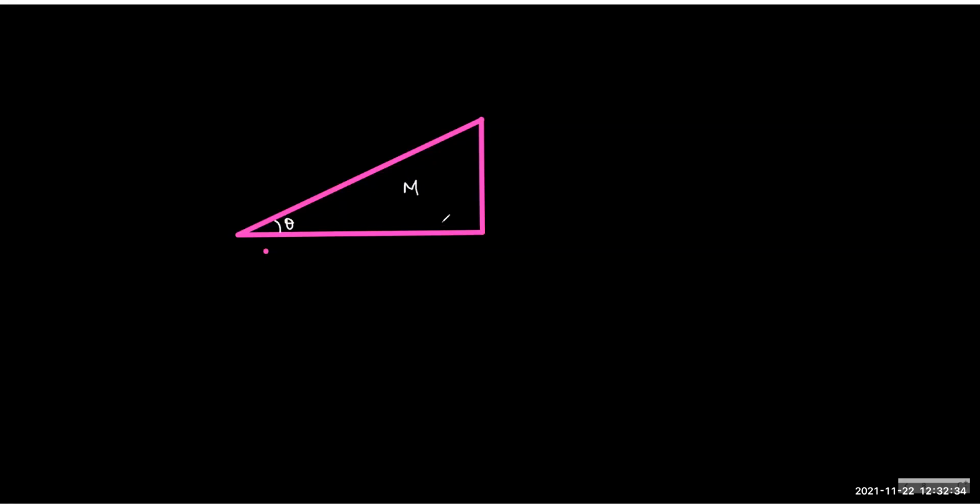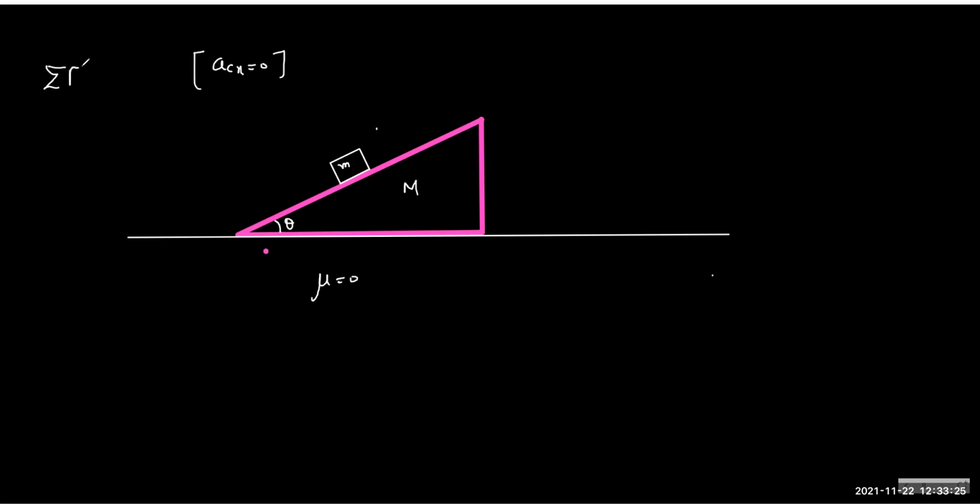This is the wedge of mass M, and I'm just taking a block on it, not necessarily at the top. All surfaces are smooth, so there is no friction. Because of the discussion that we just had, we can say that the center of mass cannot accelerate horizontally. So a_cx is 0, for the obvious reason that the net force acting in the horizontal is 0.